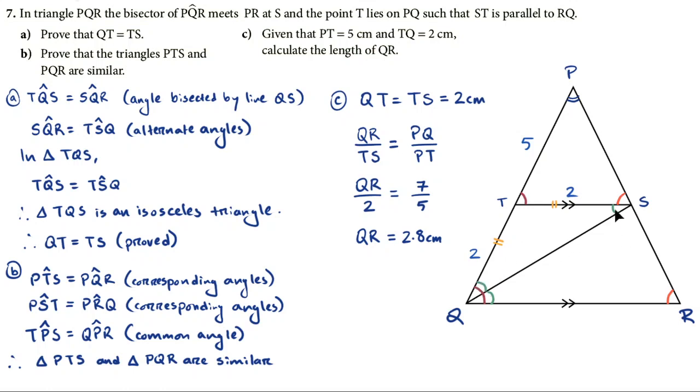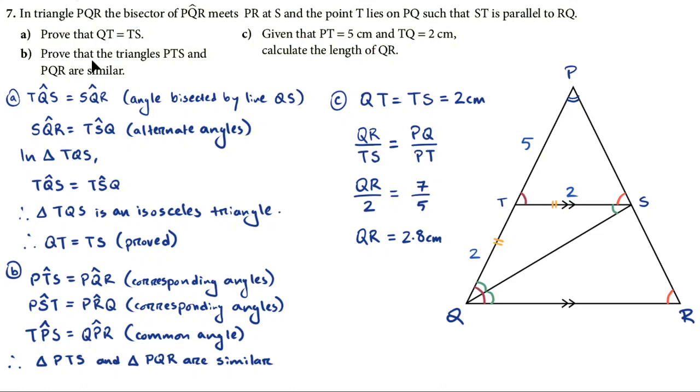And we know the nature of an isosceles triangle, that is, two of the angles have to be equal and their opposite sides are also equal. Therefore, QT is equal to TS. So the first part has been proved.